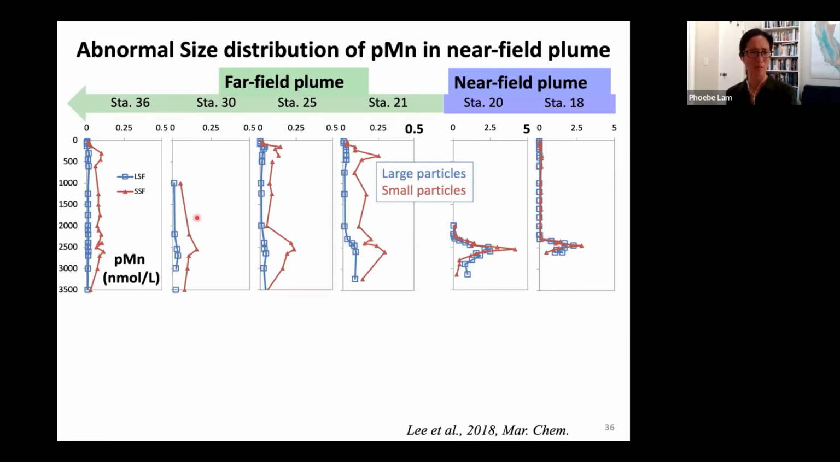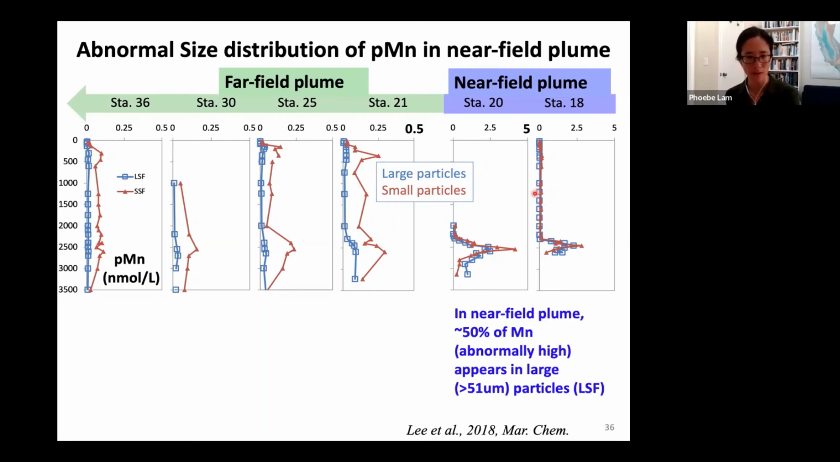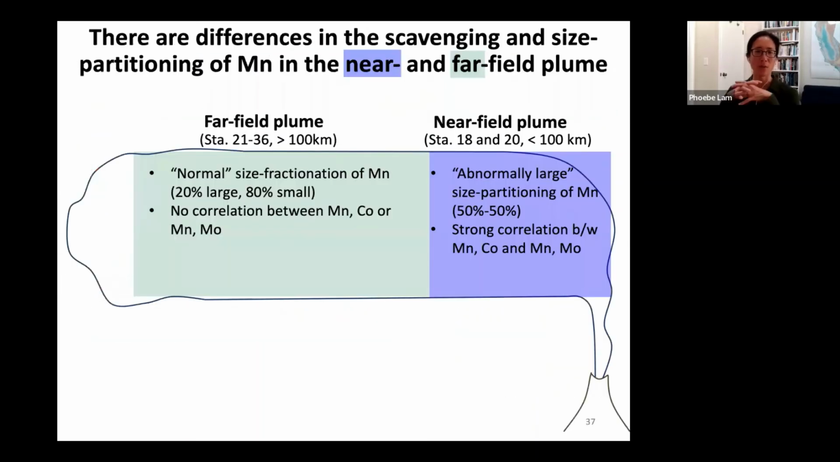This is much more typical of what we find in terms of just bulk mass. Particle mass is usually about 80% small, 20% large. And so the manganese was doing what particles normally do. But in the near field, it was really quite different. Okay, just as a summary, in the near field, we have this abnormally large size partitioning of the manganese, and we had the strong correlation. In the far field, we had normal size partitioning for the manganese and no correlation.